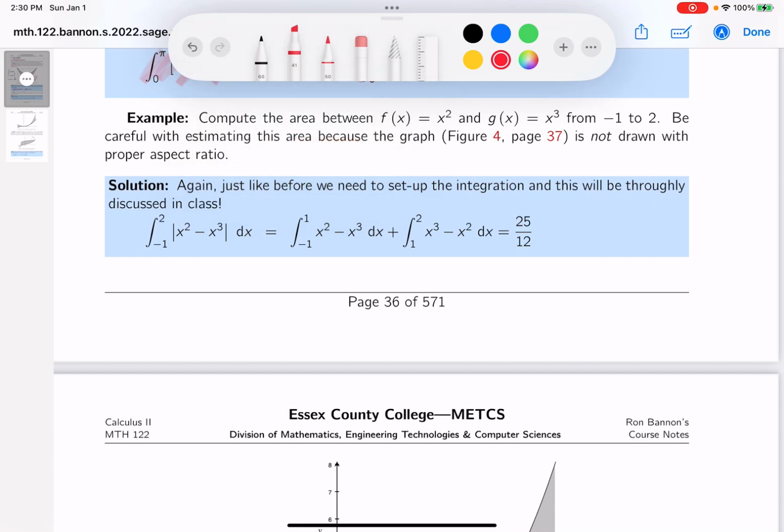Okay, in Math 119, you spent a lot of time graphing, and the whole point of graphing is to be able to visualize what they're asking to do. So I would say graph out x squared, graph out the cubic function between -1 and 2. We do provide a fairly accurate picture, but your picture does not need to be of this level of accuracy.